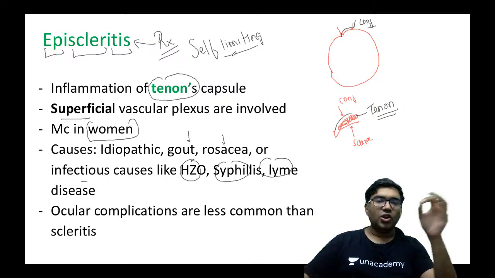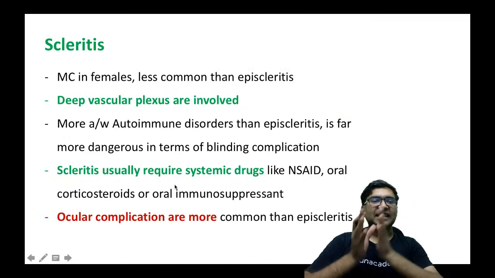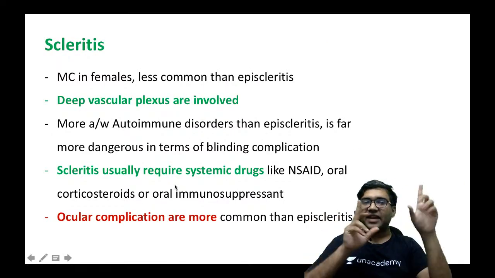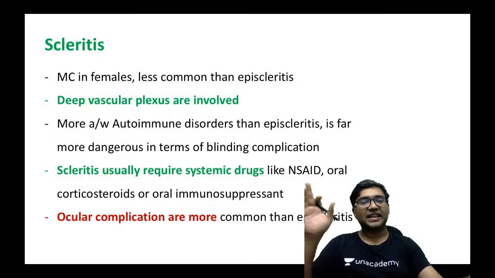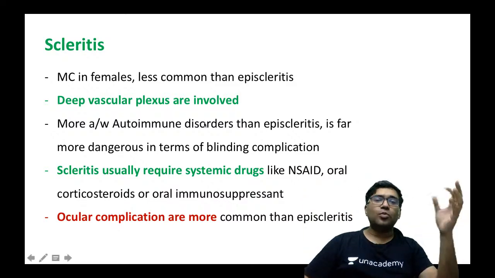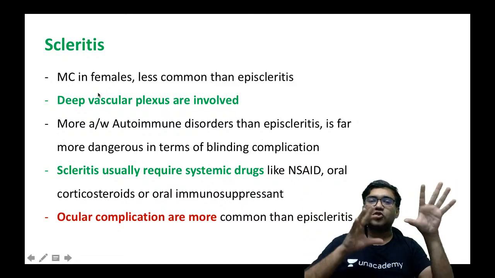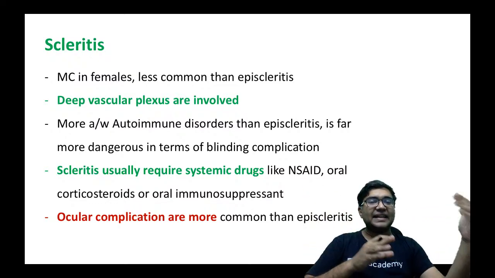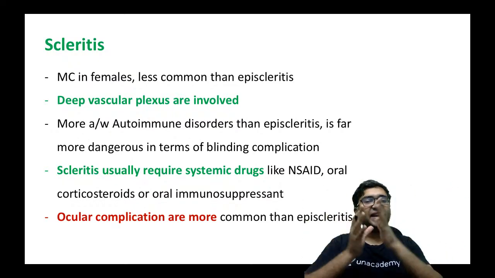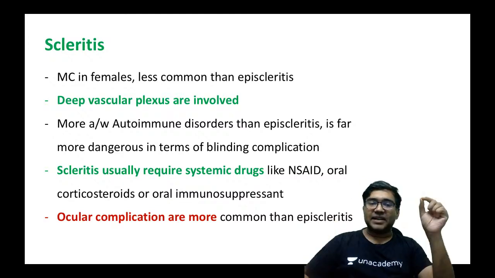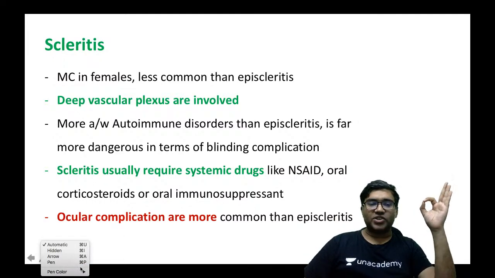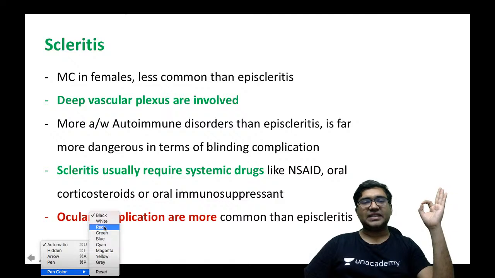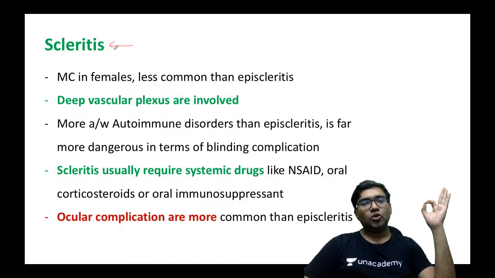The second thing is scleritis. Remember, after episcleritis, the next thing we have is scleritis. It is also more common in females. It is less common than episcleritis. Like episcleritis, it is also associated with various autoimmune disorders. But the most common autoimmune disorder associated with scleritis, can anyone answer? It is rheumatoid arthritis.